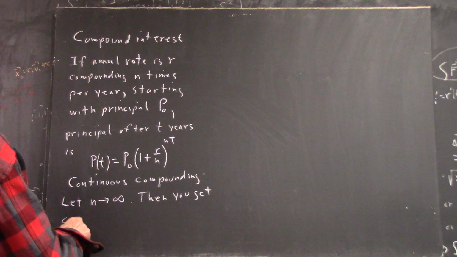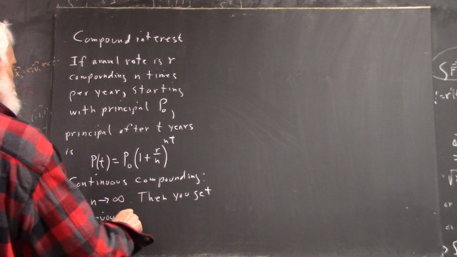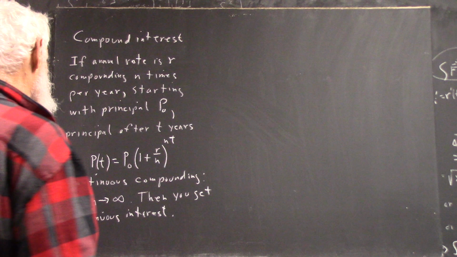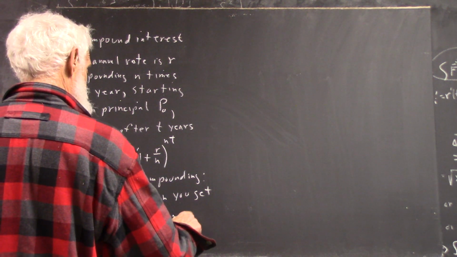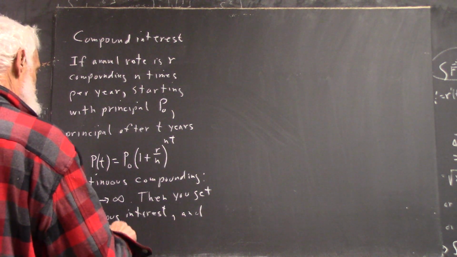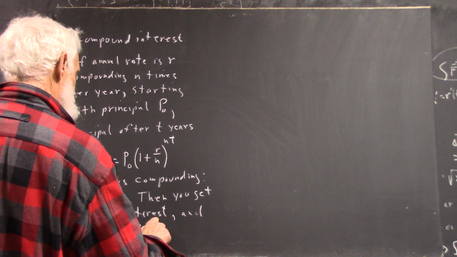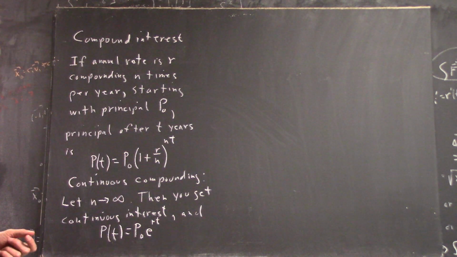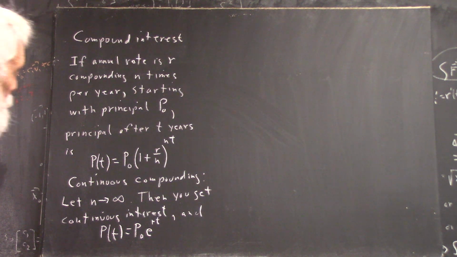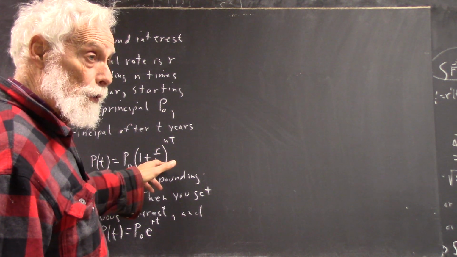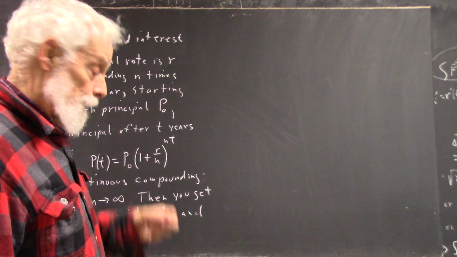You get what you call continuous interest. And then P of t equals P naught times e, that number that I just talked about, raised to the rt. And the number e is what you get if you let r equal 1. It's what this thing becomes if you let r equal 1 and then let n approach infinity.